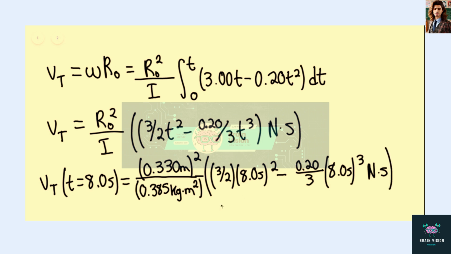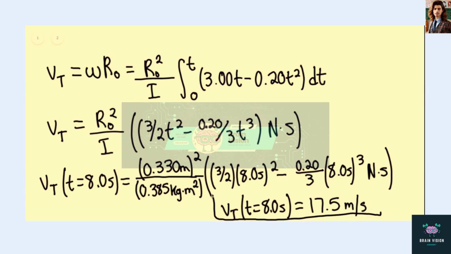And we find that the tangential velocity at t equaling 8.0 seconds would be approximately equal to 17.5 meters per second. This would be our final answer. That is the end of the solution.